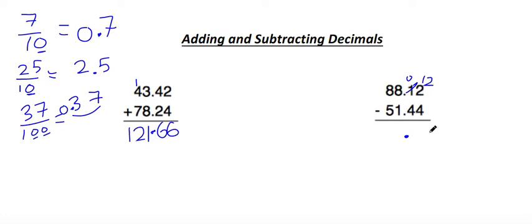12 minus 4 equals 8, and now 0 minus 4 cannot be, so I will borrow from here. It will be 7, and here it will be 10. 10 minus 4 equals 6. And here 7 minus 1 equals 6... 7 minus 1 equals 5, and 8 minus 5 equals 3. So the answer will be 35.68.